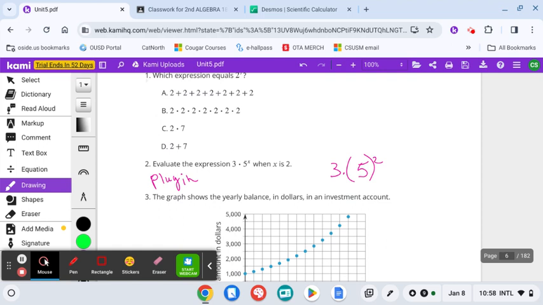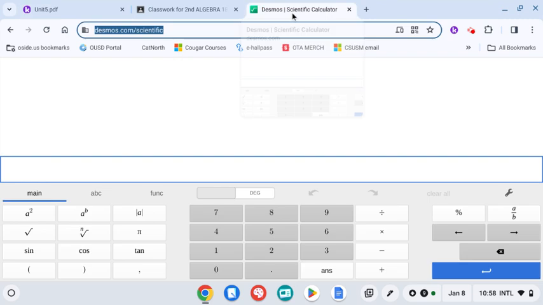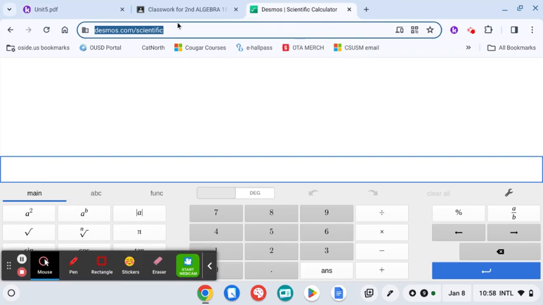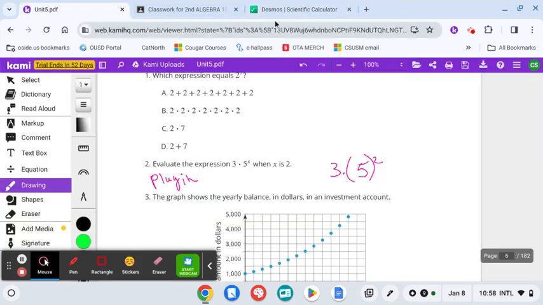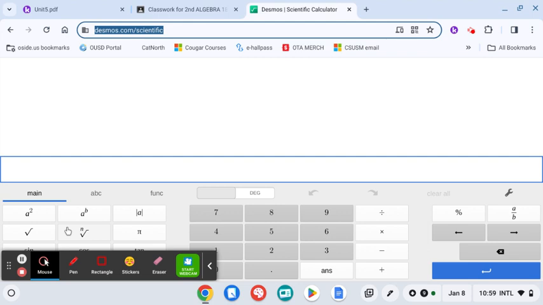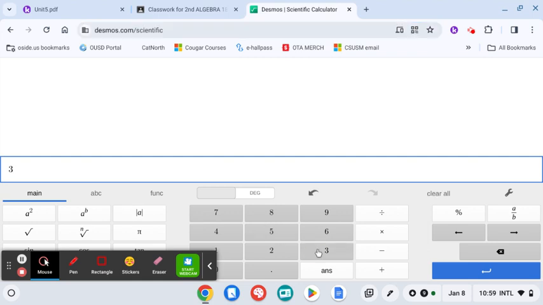Now, I have a scientific calculator, and in class we have scientific calculators. Do you have one at home that you can use that has a power button to get the squared in there? Otherwise, you're going to want to click on the link attached to Google Classroom for the Desmos Scientific Calculator, and we're going to type it in here. So 3 times 5 to the power of 2. We type a 3. Times is over here on the side.